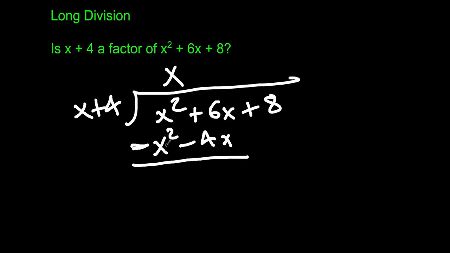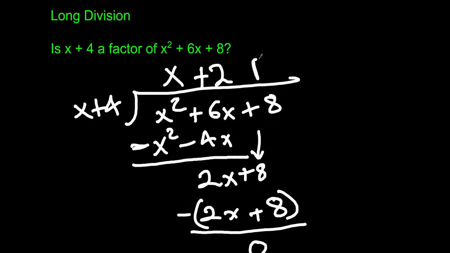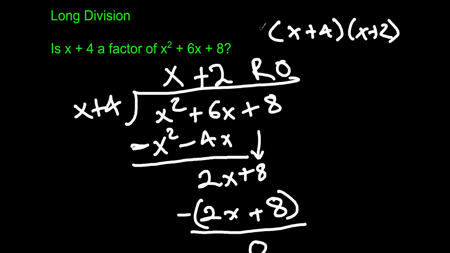The x squareds cancel out as they should, and then we have 2x. How many times does x go into positive 2x? It goes in positive 2 times. Now we multiply 2 times x plus 4 and you get 2x plus 8. Let's bring down the plus 8. We're going to subtract this. If you do 2x plus 8 minus 2x plus 8, that's the same thing as minus 2x minus 8. You get 0, a remainder of 0. So x plus 4 is a factor of x squared plus 6x plus 8. What that means is x plus 4 times x plus 2 is equal to this.